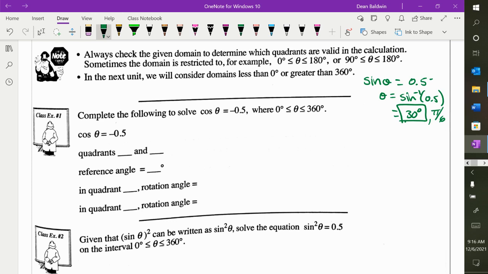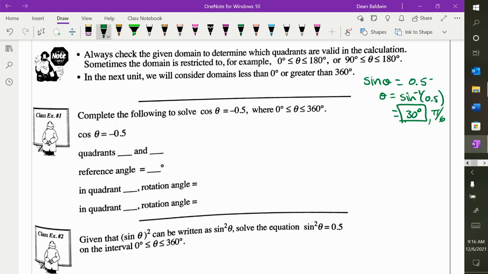Sometimes you'll get one answer. Sometimes you get two answers. Sometimes there'll be three. Sometimes there'll be four. Sometimes, as you will see later on, there are an infinite number of answers. That's your favorite word, isn't it? All right, so let's start at the beginning.